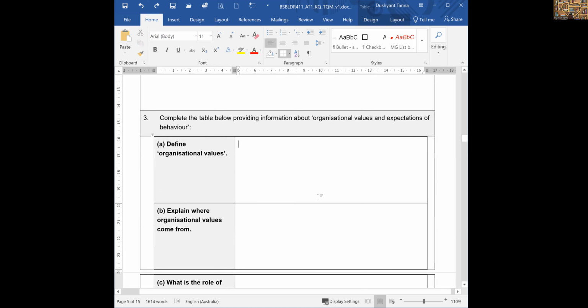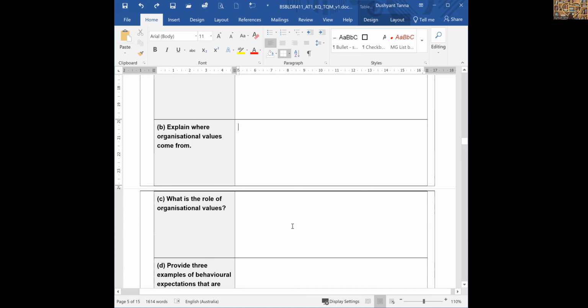Explain where the values come from. It comes from the senior managers, the board of directors, and overall business leaders.